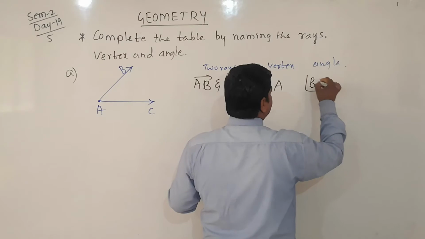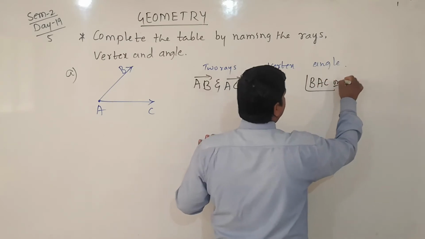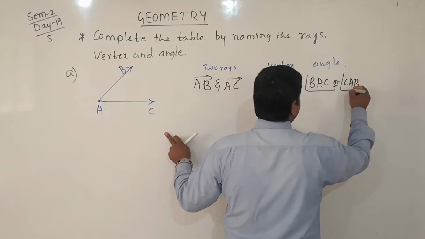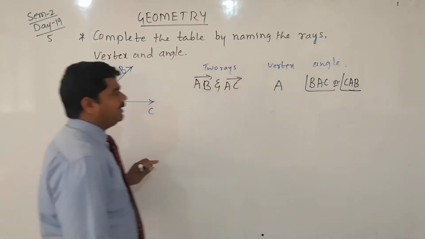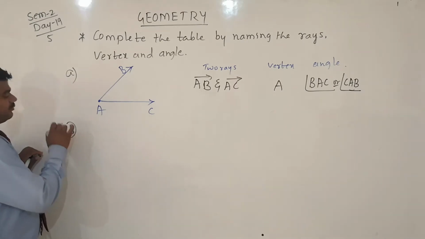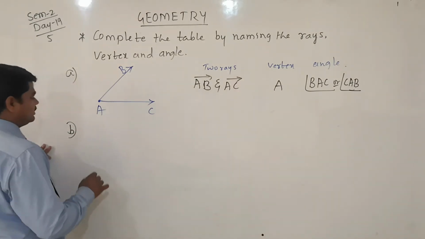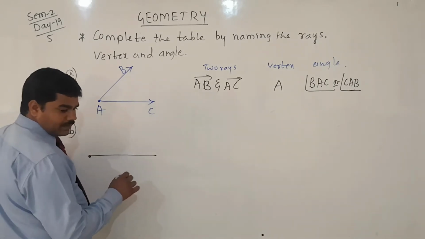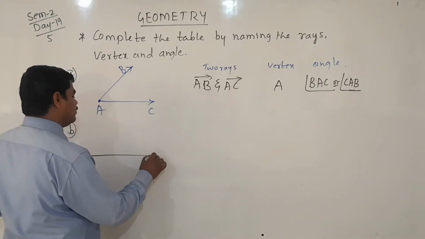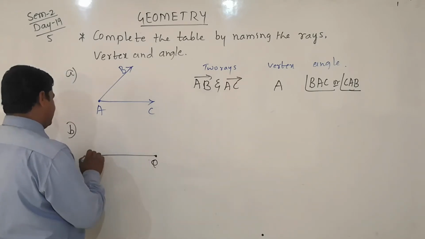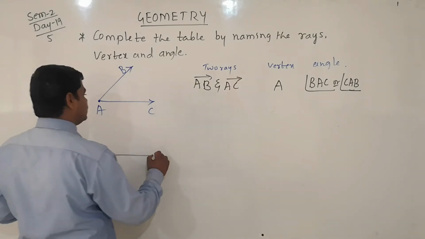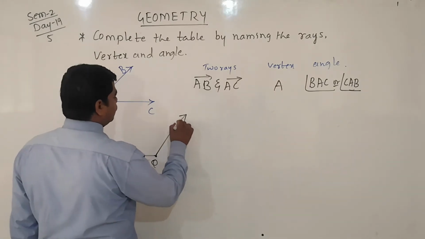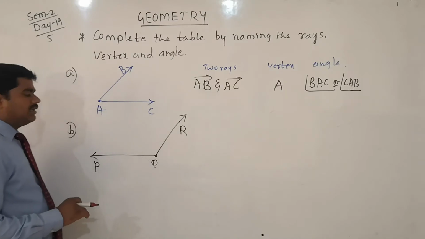Angle BAC or angle CAB. Yes. Now there is one ray, PQ, or QP. QP is a ray. And one more, QR. QR is the another ray.